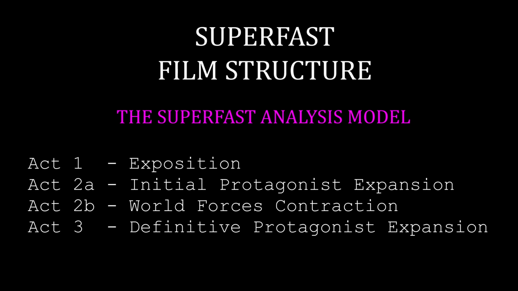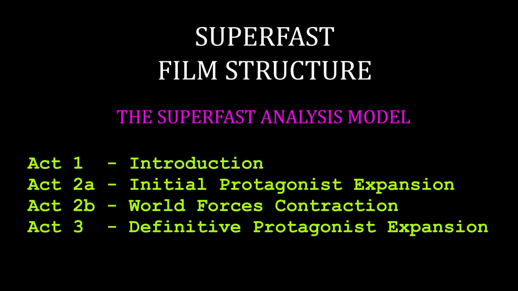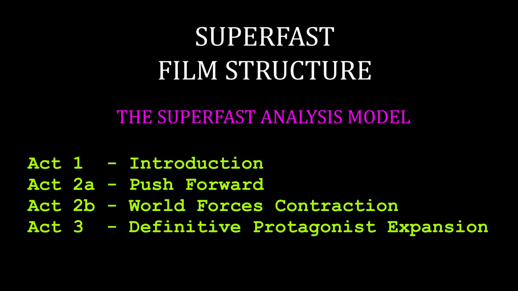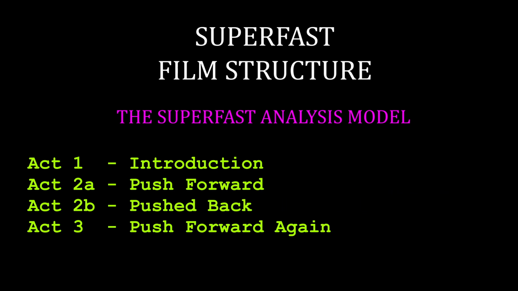The Superfast Film Structure model is comprised of 4 sections. Act 1: Exposition. Act 2A: Initial protagonist expansion. Act 2B: World forces contraction, and Act 3: Definitive protagonist expansion. These can also be described as introduction, push forward, pushed back, and push forward again.